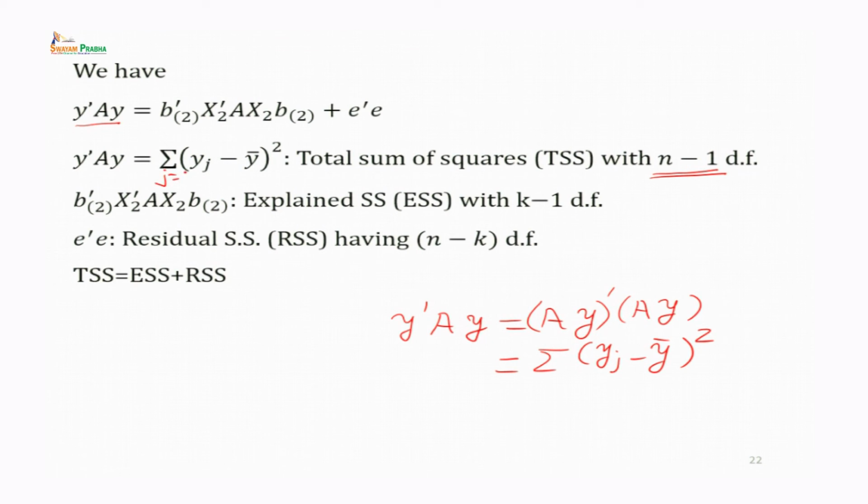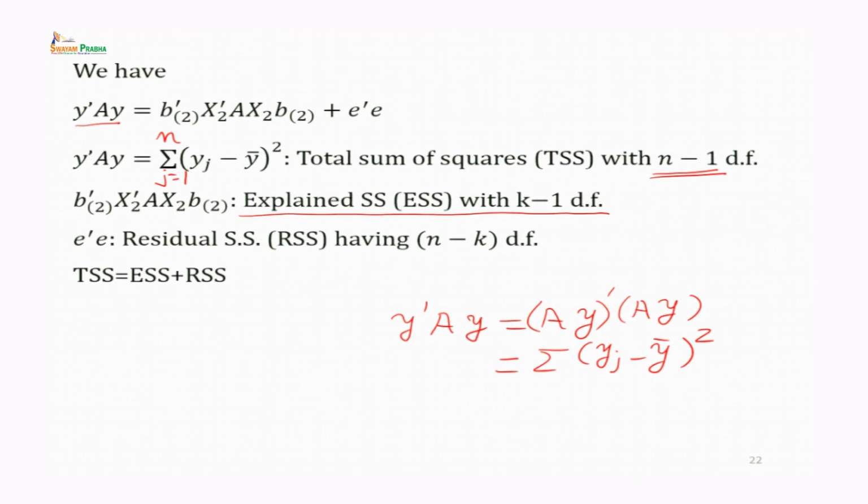Actually, j varies from 1 to n. So, you have n elements in this sum of square, but there is one restriction, summation y j minus y bar equal to 0. So, the degree of freedom is n minus 1, and then this quantity B 2 transpose x 2 transpose A x 2 B 2, this is called the explained sum of square, and it has k minus 1 degrees of freedom.